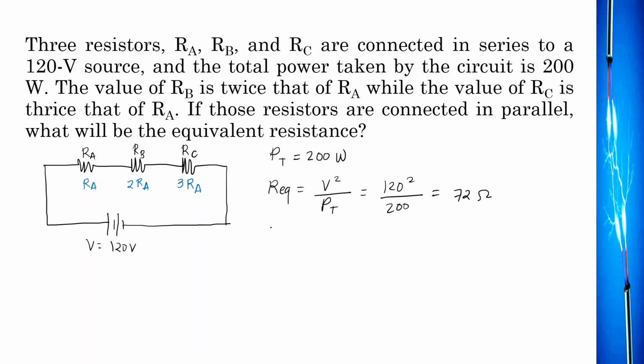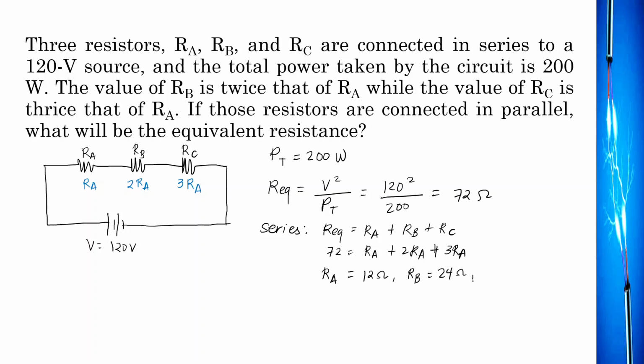Pagkatapos, dahil series nga, REQ will be equivalent to RA plus RB plus RC. And dahil yung RB at saka RC in terms of RA yan, anong makukuha nating RA? Makukuha nating RA will be 12 ohms. I-multiply mo lang sa 2, you will have 24 ohms. At i-multiply mo lang sa 3 yung 12, you will have 36 ohms. Okay? So, na-identify na natin sila.